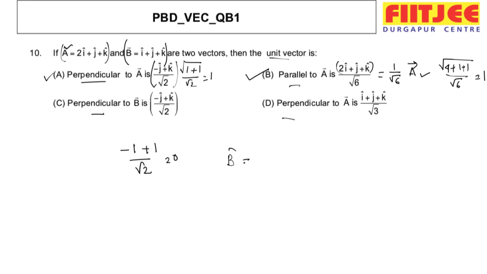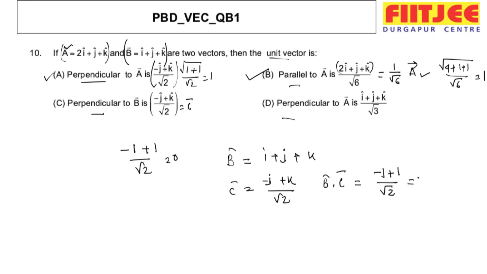So B vector is equal to i plus j plus k, and suppose this vector is some C vector. C vector is equal to minus j plus k by root 2. So if I make a dot product, you will see B dot C is equal to minus 1 plus 1 by root 2. So that is also 0. If this is 0, it is definitely perpendicular, and its magnitude is 1. So definitely it is a unit vector. A, B, C, all of them are correct.